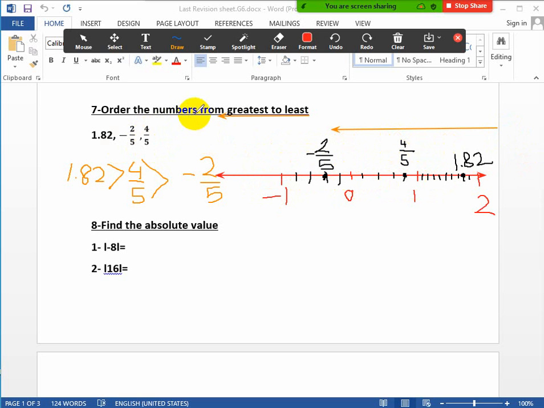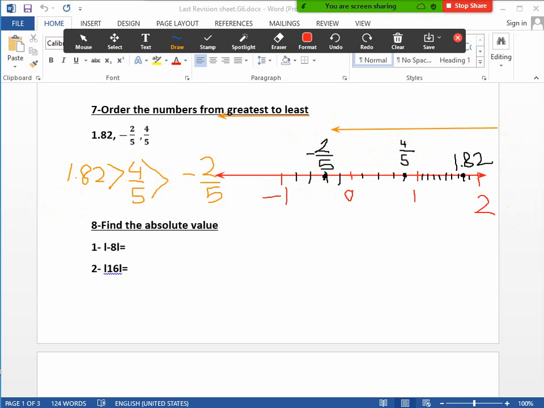So the order from the greatest to the least, you have to save the direction. This is the direction for the greatest to the least, because you know that when we move this way on that number line, the number becomes greater. So I want the opposite, I want from the greatest, so I have to start from this point and then move to this point to take the least. So that means we choose 1.82, then 4 over 5, then negative 2 over 5. Of course, I have to write the numbers like this from the left to the right.